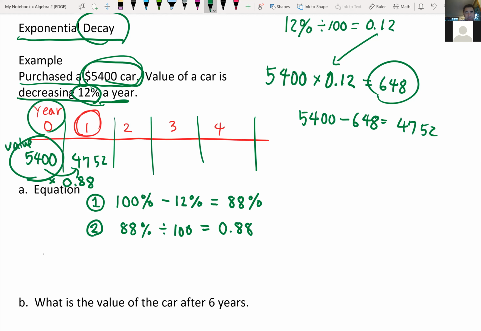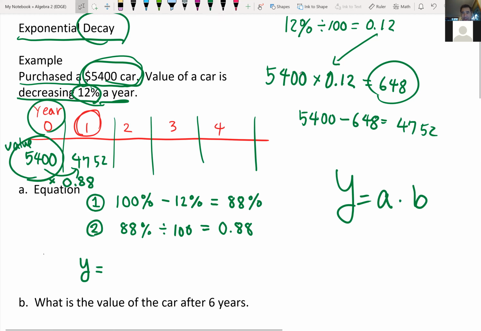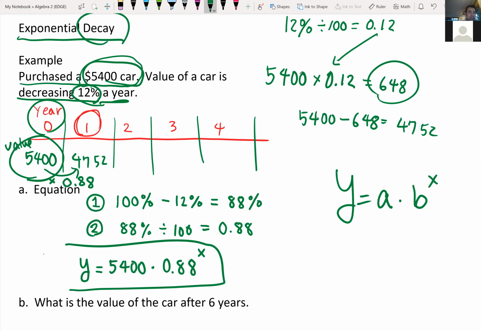So the equation is going to be y equals initial value. Again, the format is still the same: a times b to the x power, okay? And the a is the initial value, which is 5,400. And then the rate is 0.88, and then to the x power. And that will be the equation.